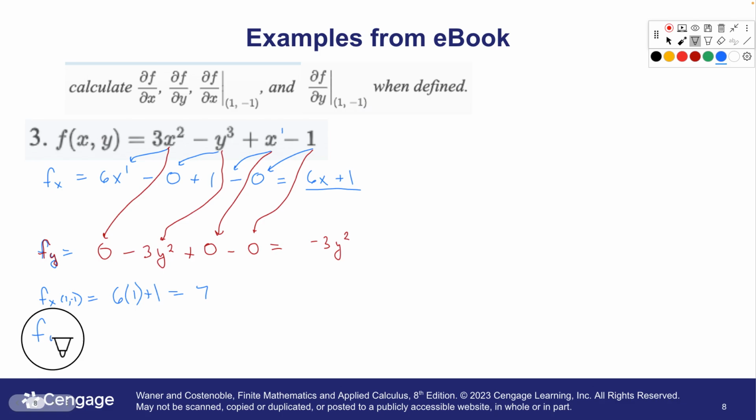And we take the partial of y with respect to y, and we evaluate it at this point. We plug in 1 for x and negative 1 for y. And again, switch colors here. This is the function. This is the derivative we're working with. So we get negative 3, negative 1 squared. Negative 1 squared is 1 times negative 3 is still negative 3.